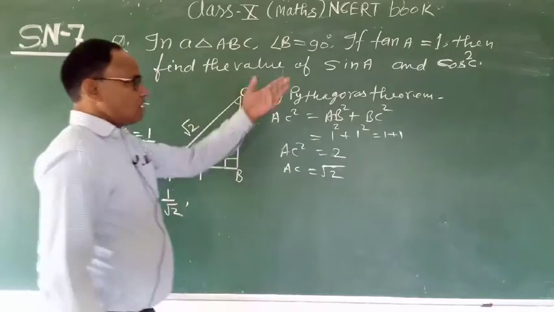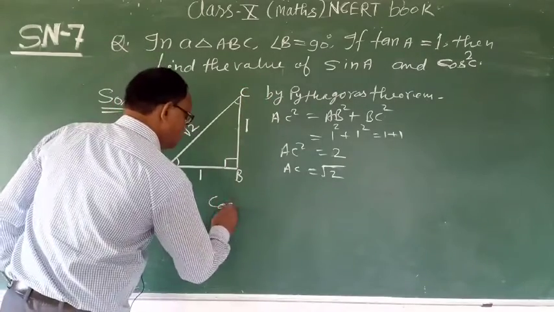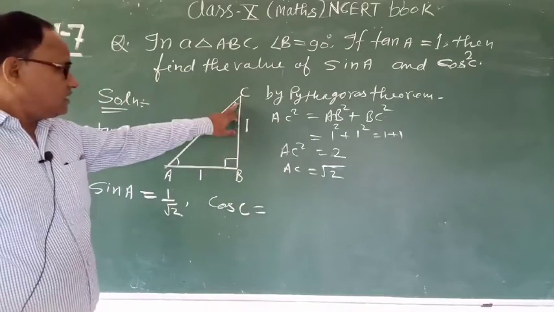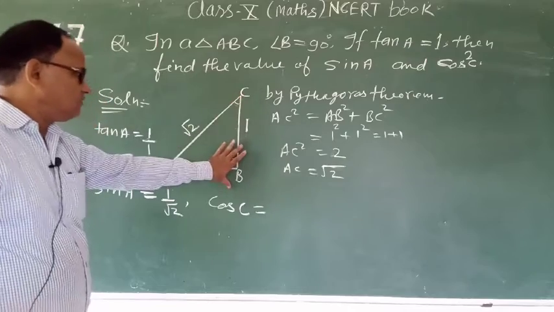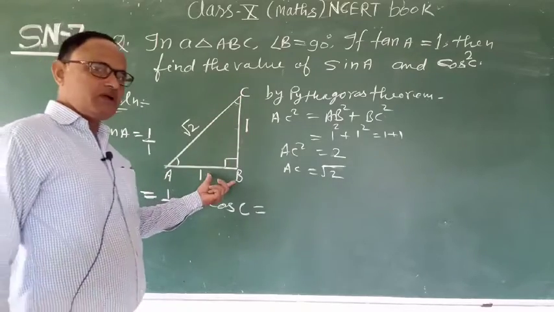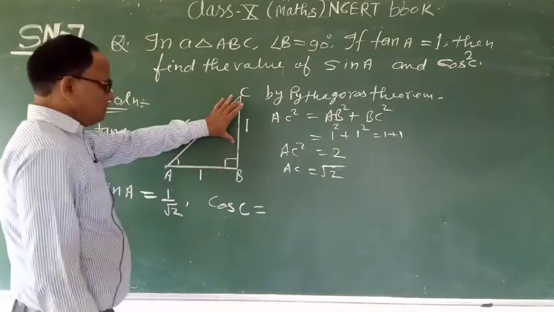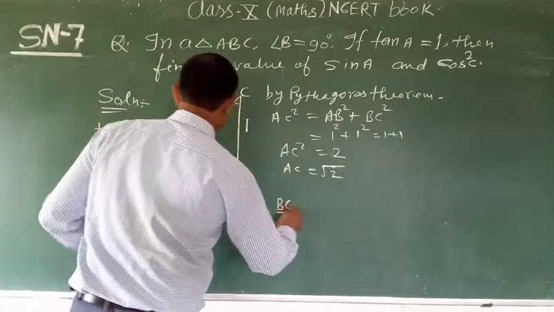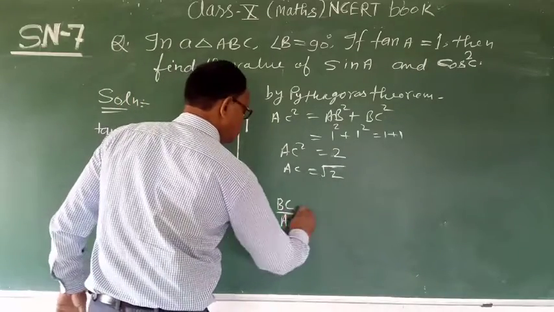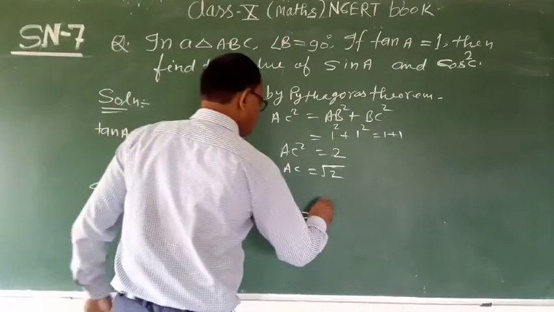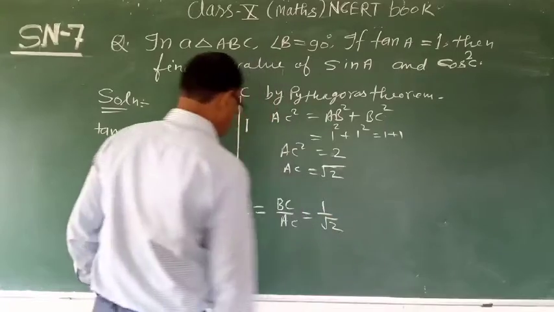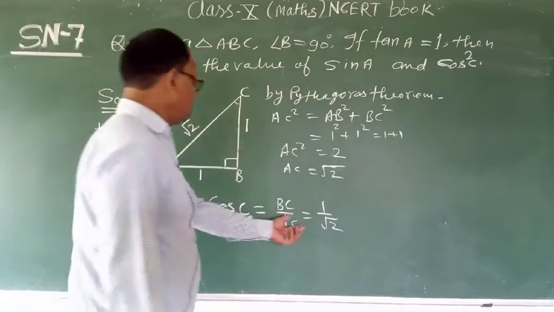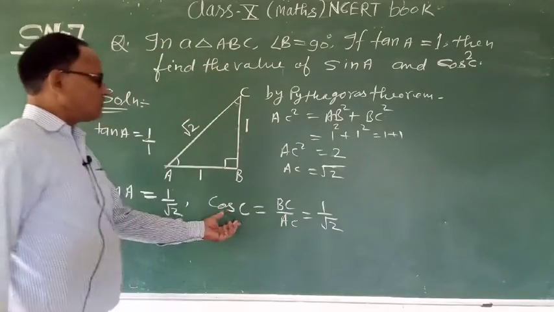Here for cos square C, we first determine cos C. When we take angle C, then BC is the base and AB will be the perpendicular line. Then cos C is equal to base BC by hypotenuse AC, which is 1 by root 2. Okay student, by this method you can determine the value of cos C.